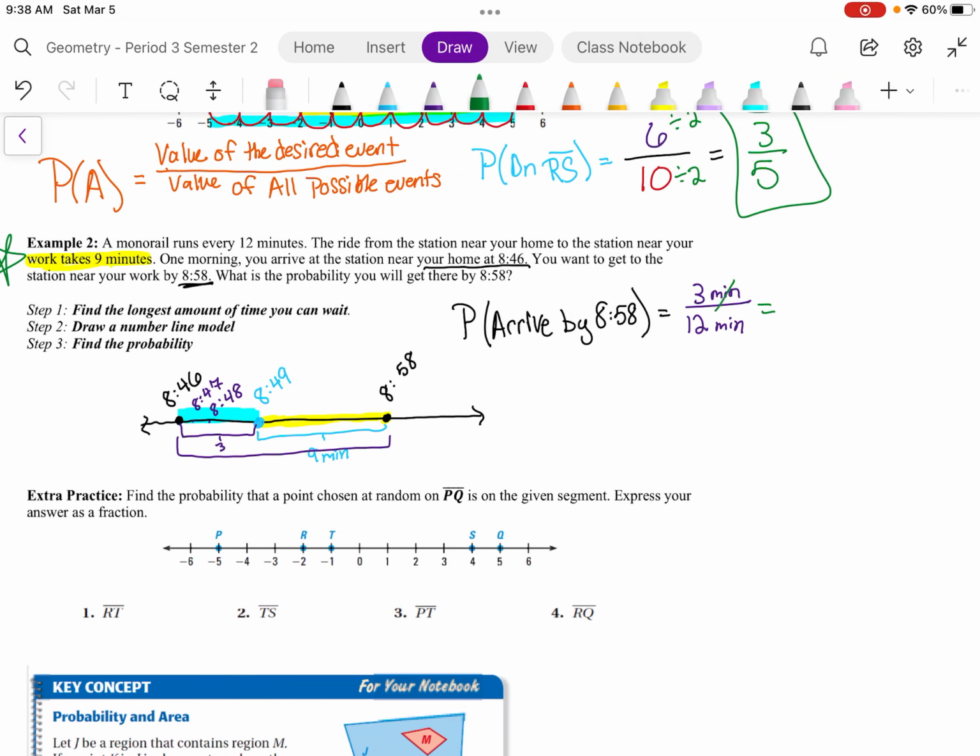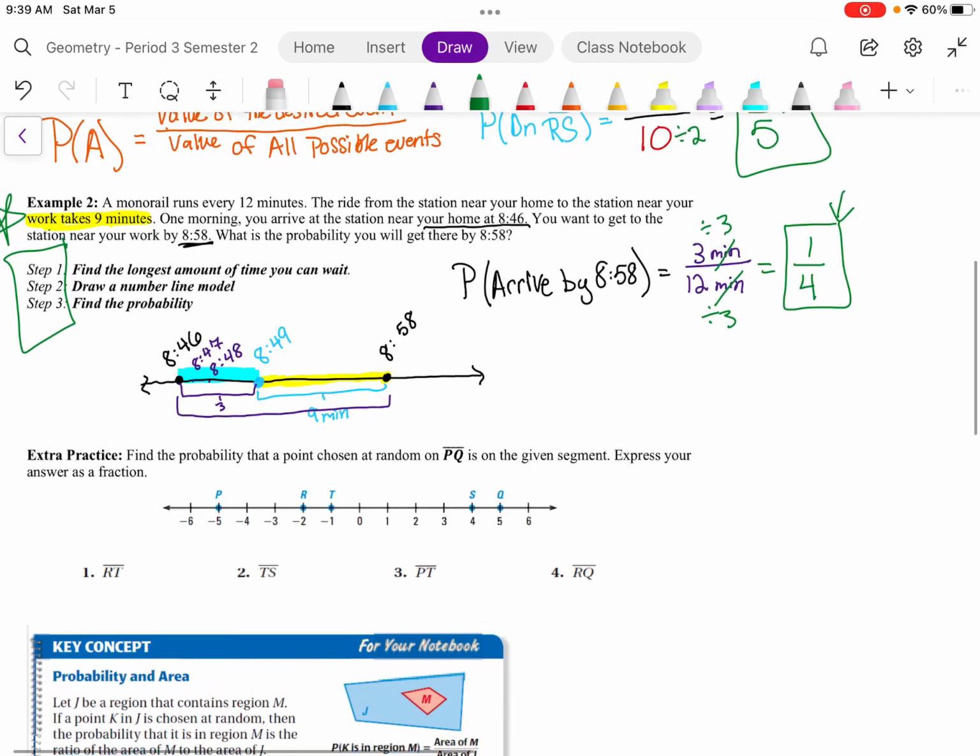And then we can simplify. The common factor between 3 and 12 is 3, and we would get 1/4. So if you get there at that time, there's only a 1/4 chance that you are going to get to work on time. There we go. So for this one, again, following these steps and completing them is going to help you get to your answer. So you're going to want to draw a number line and label what you know, figure out what the longest amount of time is and the shortest amount of time, and then find your probability.